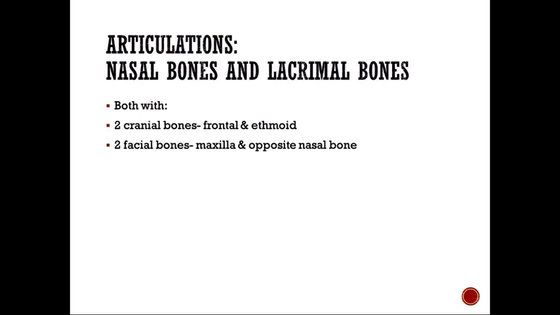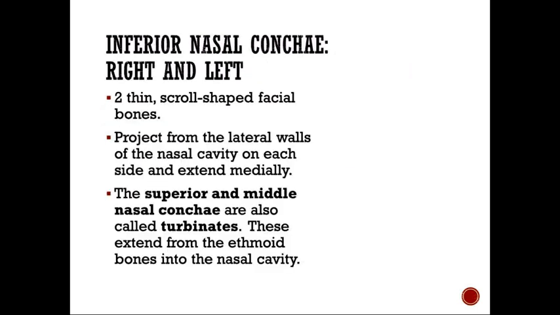Articulations here with the nasal and lacrimal bones: with 2 cranial bones, the frontal and the ethmoid, with 2 facial bones, the maxilla, and then the opposite nasal bone with respect to the nasals.